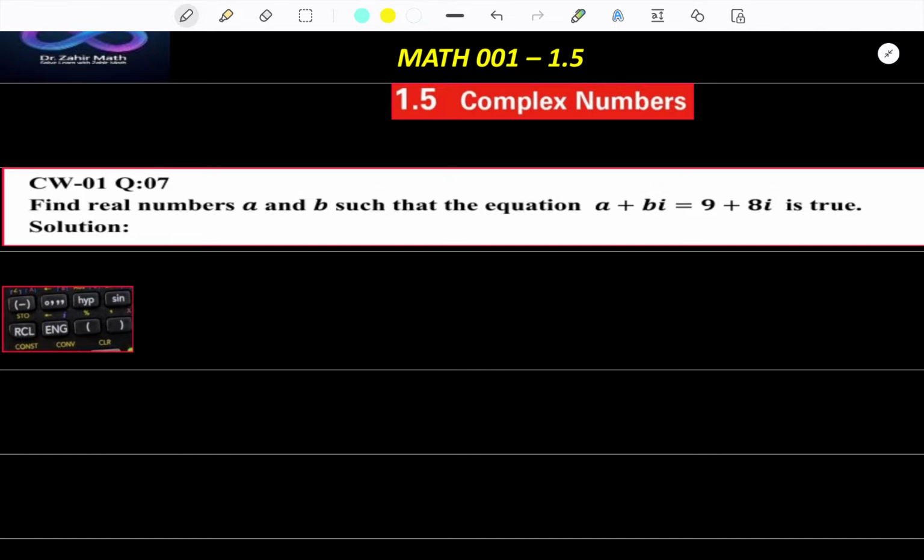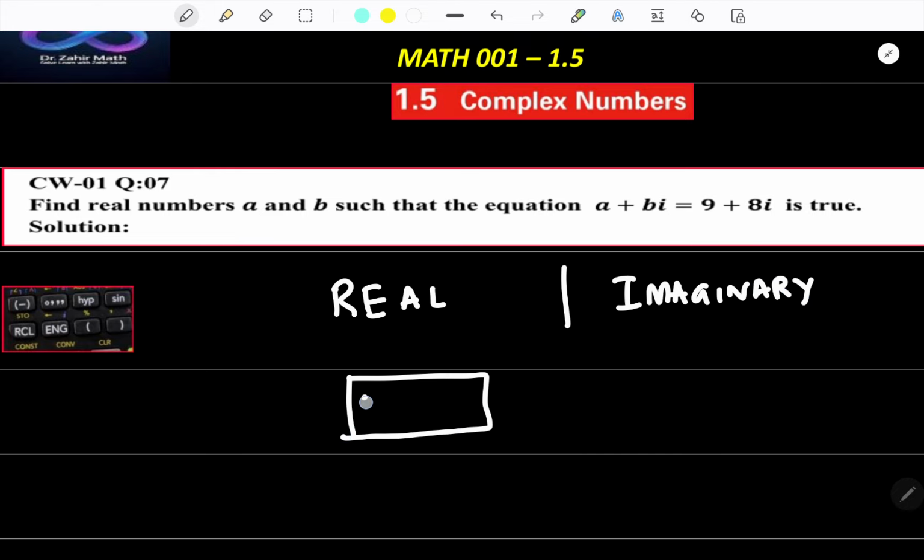They help engineers work with numbers which have two parts. One is real, another one is imaginary. Imaginary, as I already told you in class, has i. Real means no i. Imaginary means you have i. Keep that in mind.